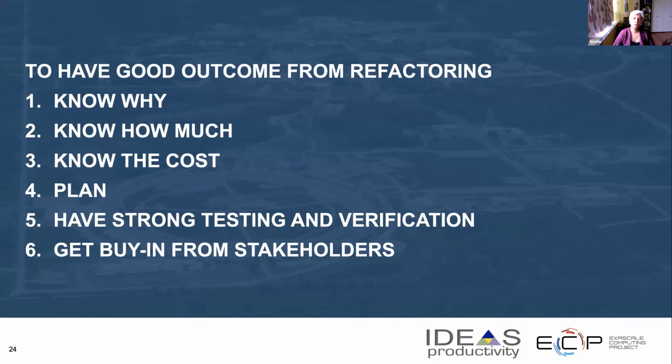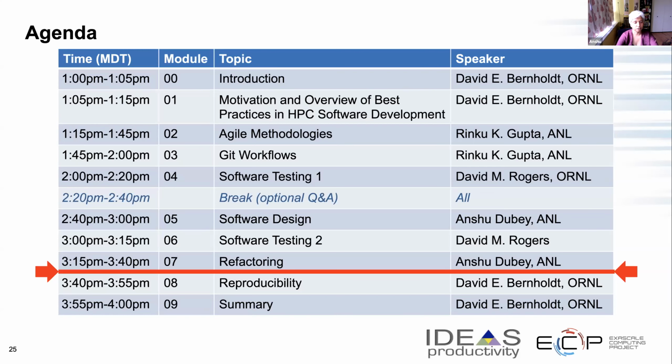And so from looking at the toy problem as well as this more general example, the takeaways from this presentation are: to have a good outcome from refactoring, you should know why, you should know how much, you should know the cost, and you should plan including the ramp up. All through the process, you should have strong testing and verification, and you should get a buy-in from stakeholders. So that brings me to the end of this presentation.